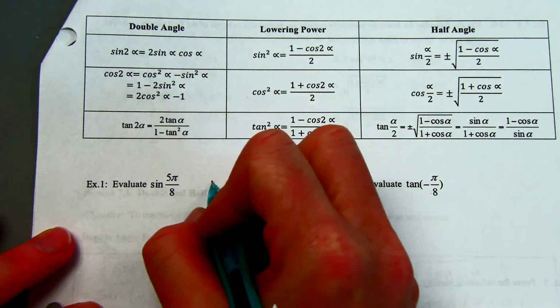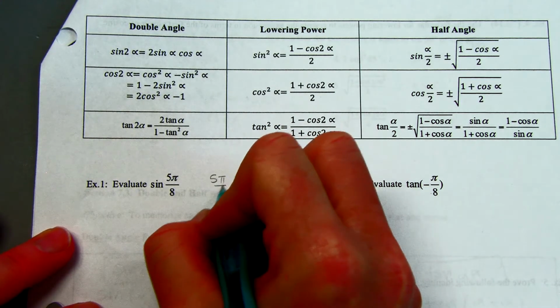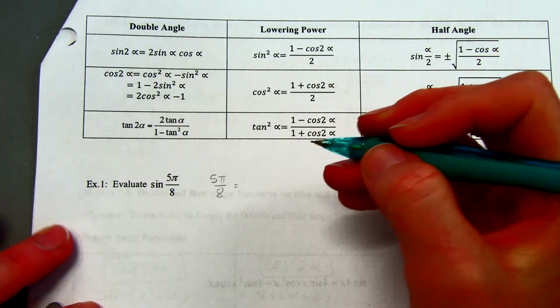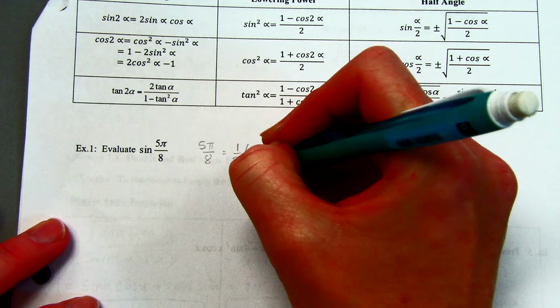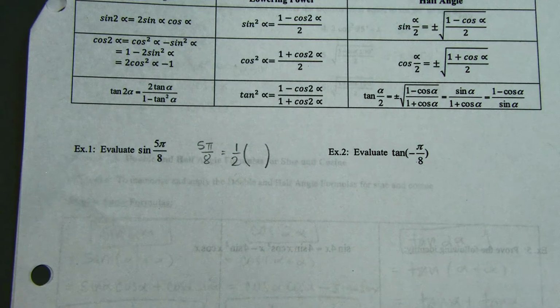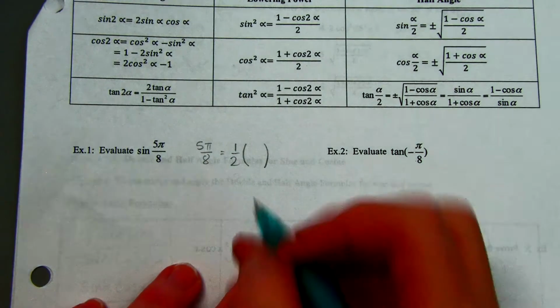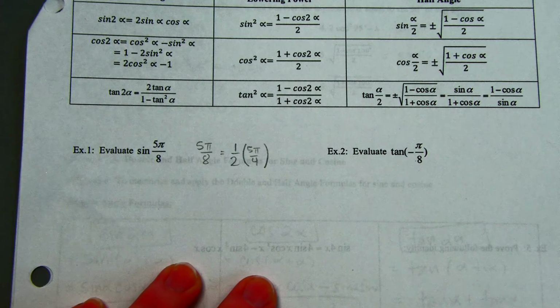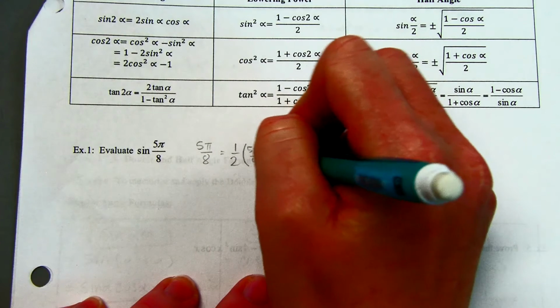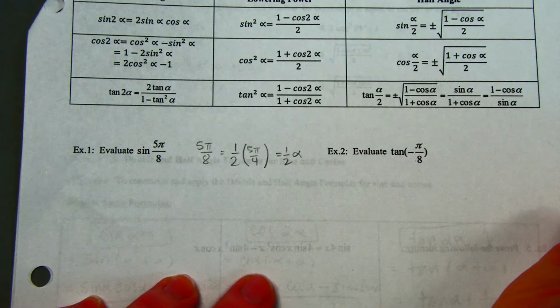So what do you think here? 5 pi over 8, can I write it as a double angle or a half? I think a half is easier. So this is a half times 5 pi over 4. So this is like saying 1/2 times alpha, and so alpha is 5 pi over 4.